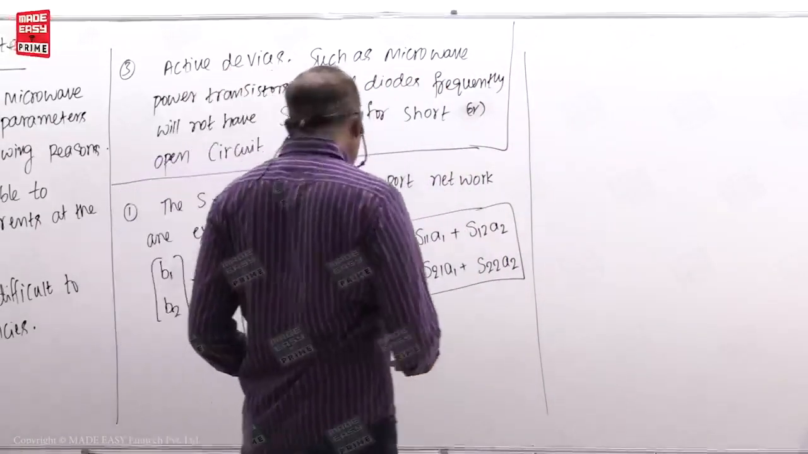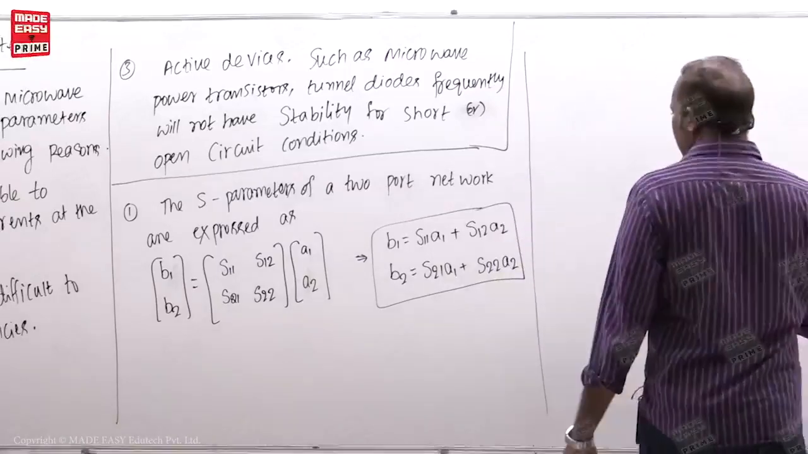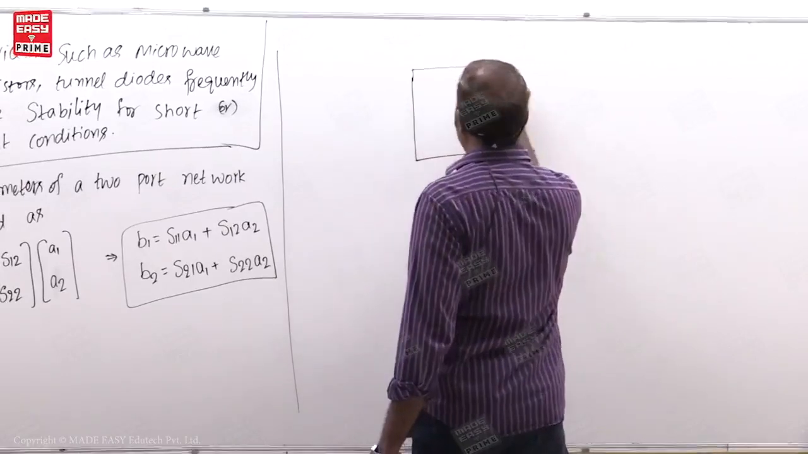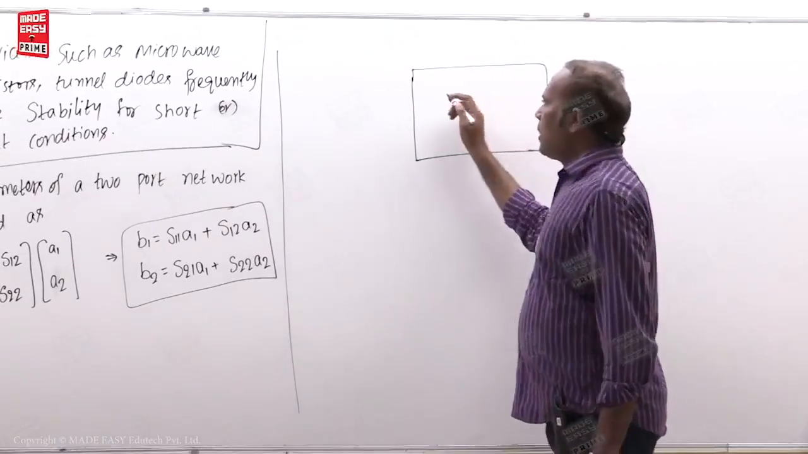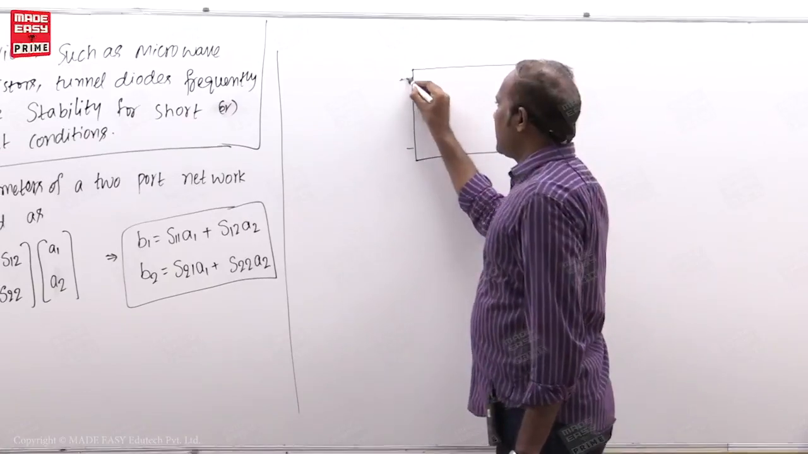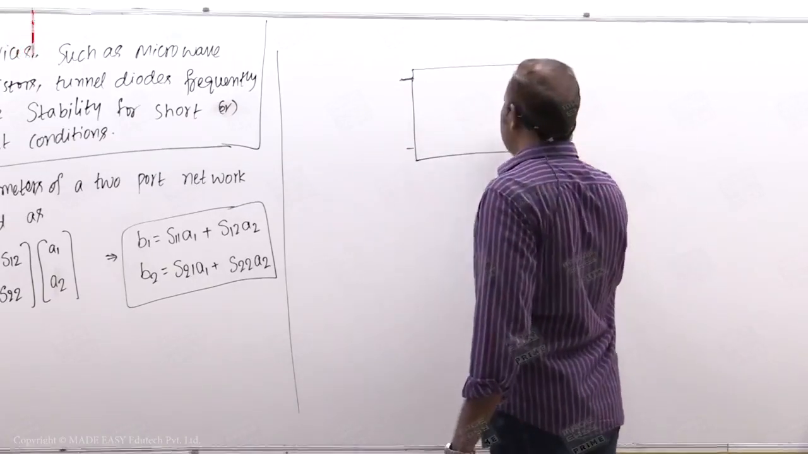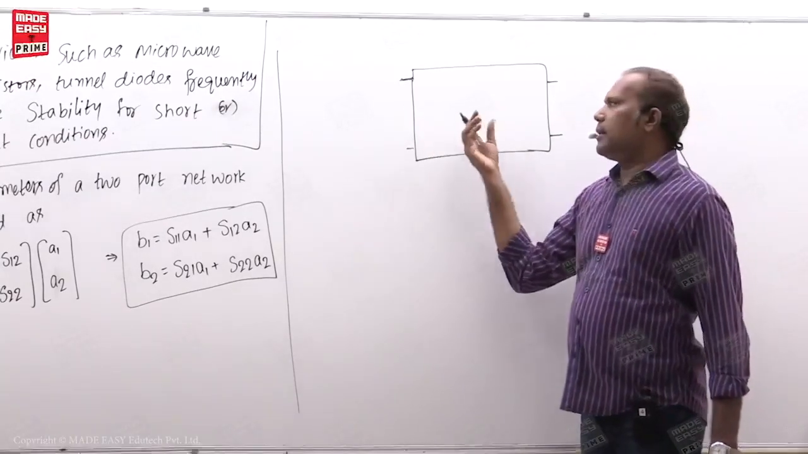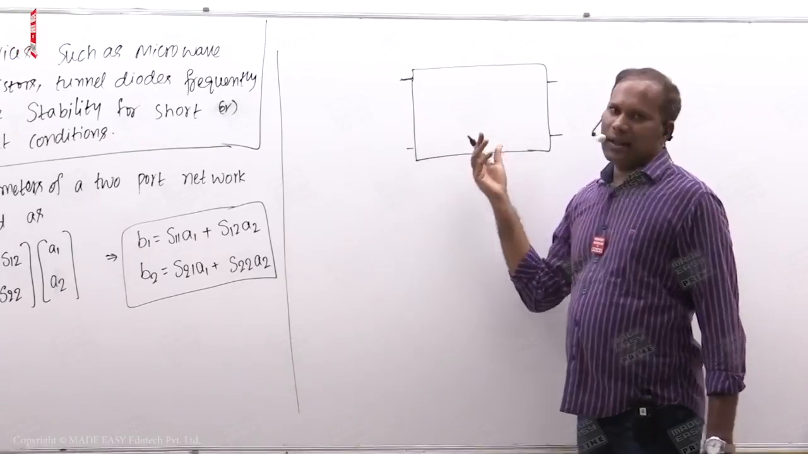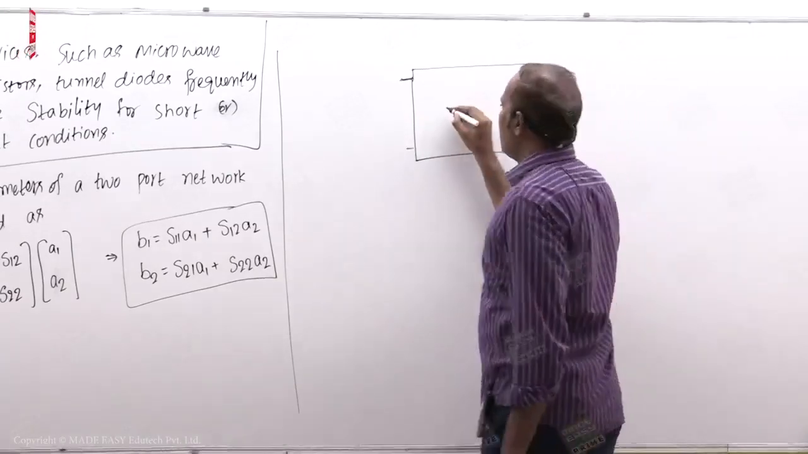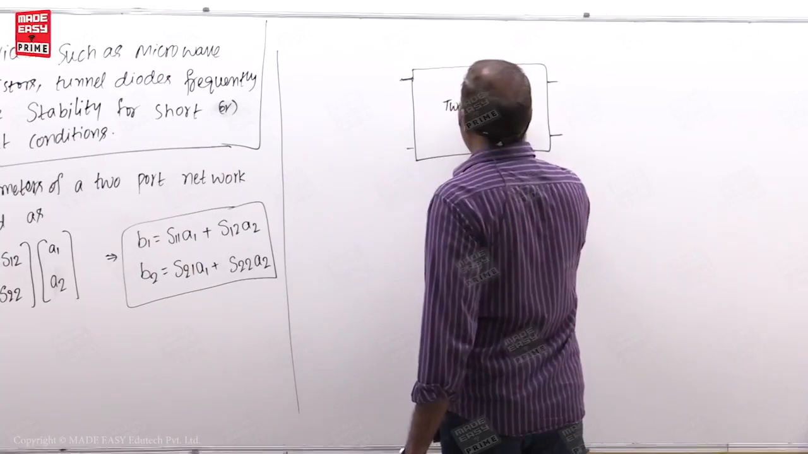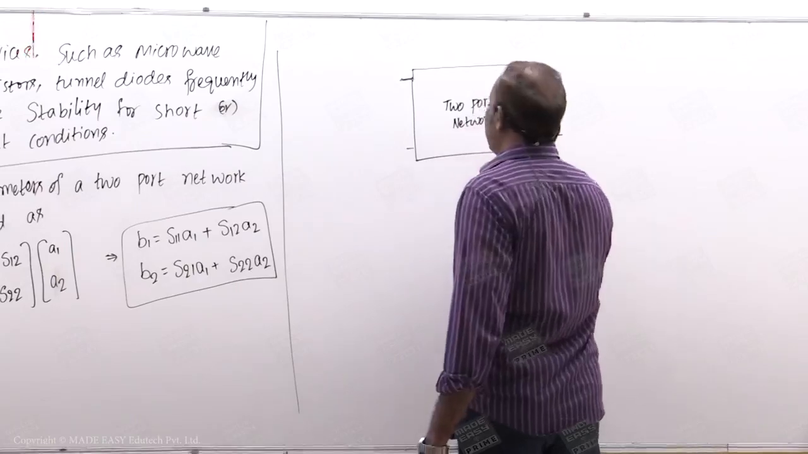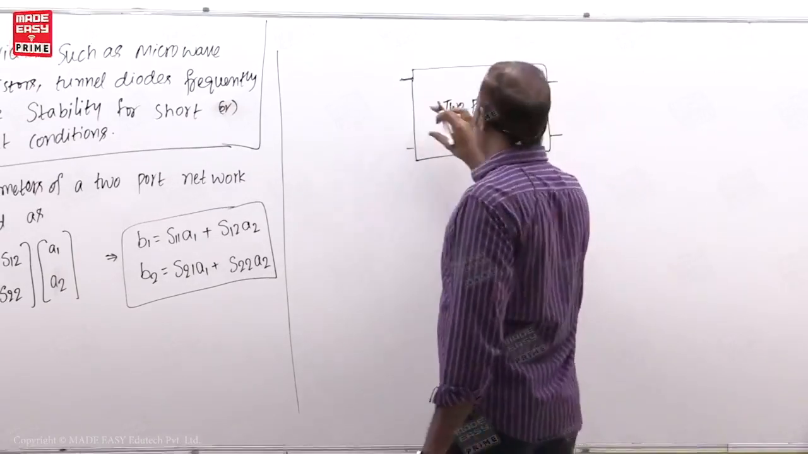Okay, students. Now I am drawing the two-port network here like this. In network theory, this box has one wire here and one wire there. Inside this box, any device can be there, an active device like a tunnel diode, a Gunn diode, or some power transistor. So this is called a two-port network. This is port 1, this is port 2.